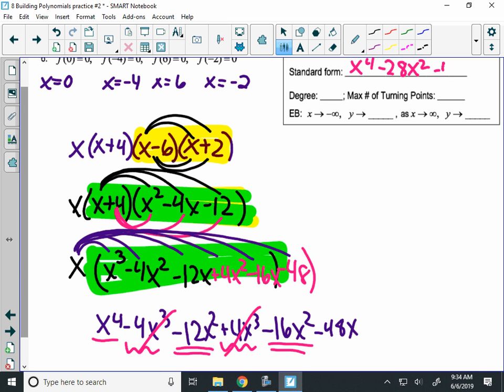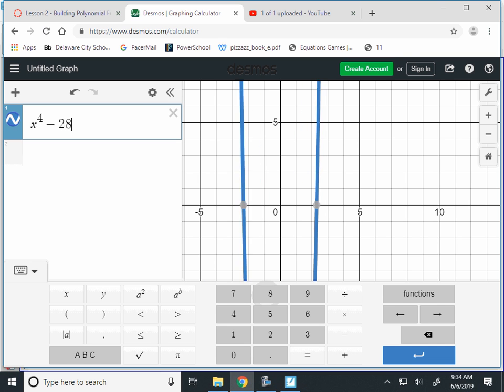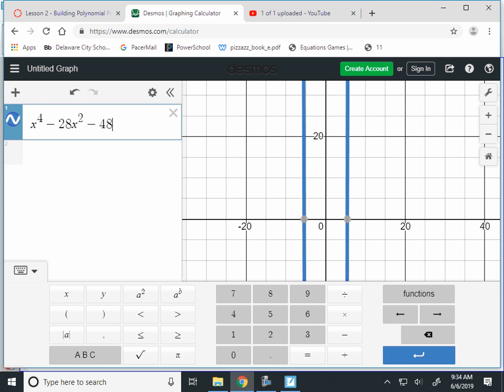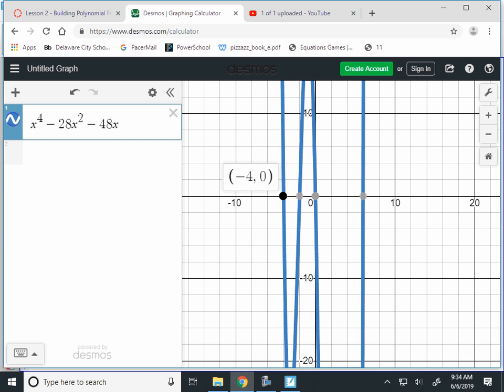And then minus 48x. This is a good one to type into Desmos, see if you get the right roots. So I'm going to do that for us. I have x to the fourth minus 28x squared minus 48x. Now, the graph is kind of funky here, but we wanted to make sure we had the roots. Oops, did I mess that up? I forgot the x. There we go. I want to make sure I have all the roots, right? It said I wanted a root at negative 4, which I have, at negative 2, 0, and 6. So I have all the x-intercepts, so I'm pretty sure that I did my work right.